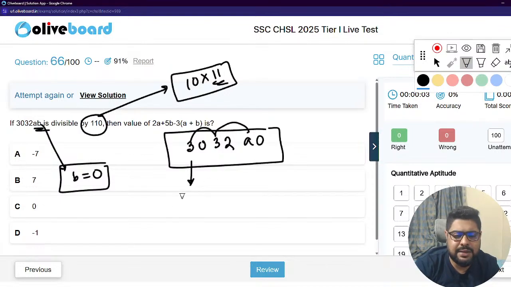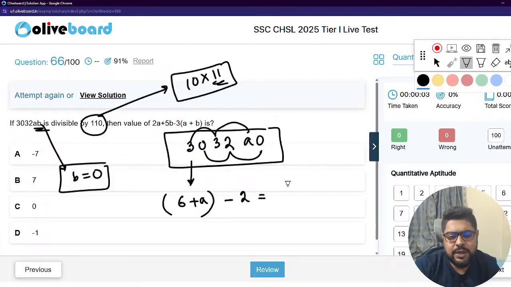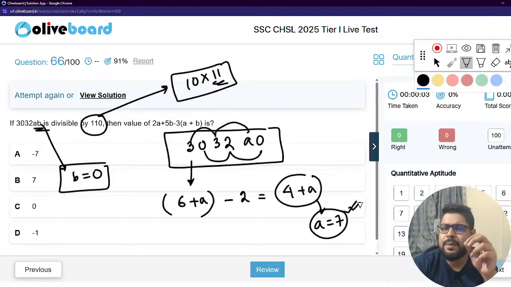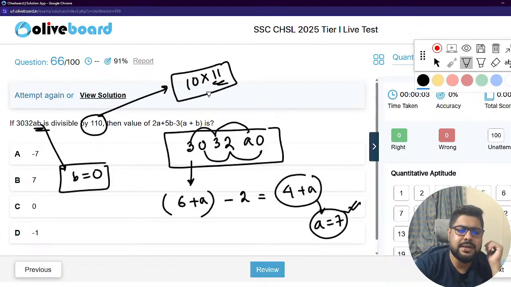3 plus 2, like 3, 6 plus A. Minus, this is set 0, 2, 0, meaning set 2. It is 4 plus A has to be divisible by 11, meaning sir A value has to be 7, sir. The only possible value of A. Mil gaya, sir. 2A plus 5B. Sir, B to 0, sir. B hatao. B is not there.